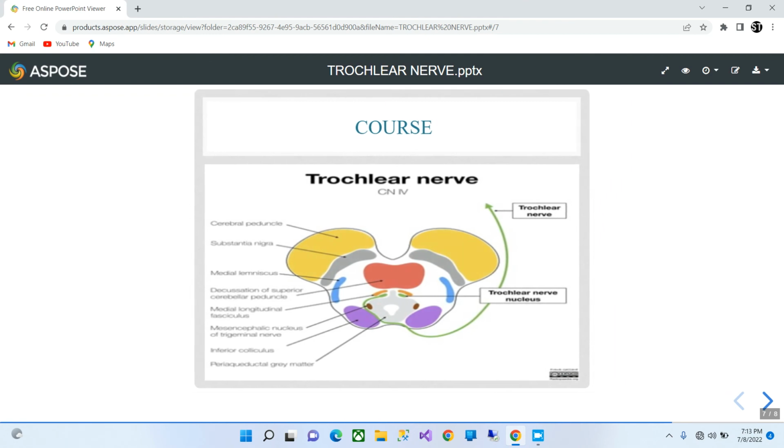This is the diagram of the course and distribution of trochlear nerve. Just go through this diagram and understand. Here the trochlear nerve nucleus is marked at the level of inferior colliculus. Just go through this diagram.